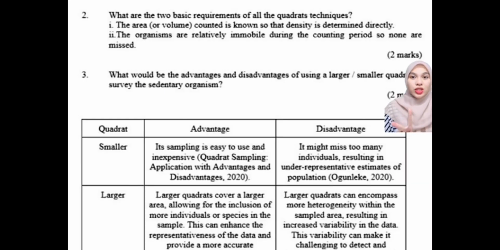For the second question, it asks us what the 2 basic requirements of all the quadrat techniques are. The 2 basic requirements are that the area or volume is counted in units so that density is determined directly, and the second one is that the organisms are relatively immobile during the counting period, so none are missed.